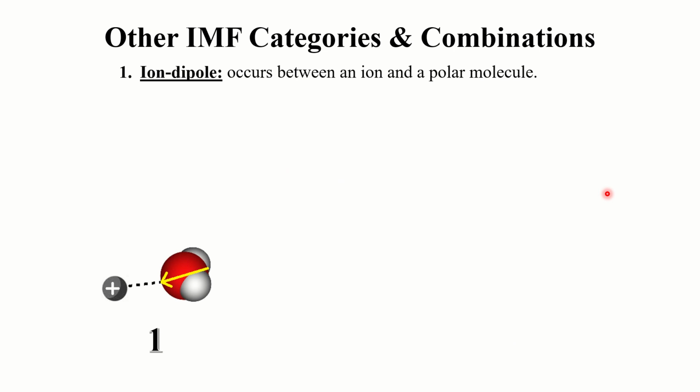All right, last couple things to hit on here. Just a few other IMF categories and combinations I wanted to hit on. You may see these mentioned, ion-dipole. So ion-dipole, this is a type of intermolecular force that occurs between an ion and a polar molecule. So ion-dipole is most commonly seen when we look at the dissolution of ionic compounds. So this force is going to be very important when we learn more about solubility.